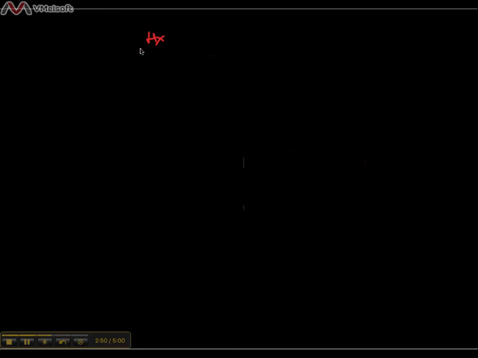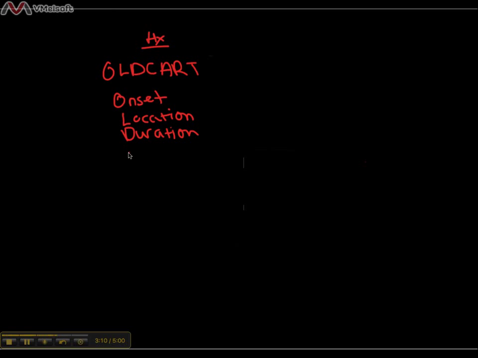So let's quickly talk about what you would go for on a history. What questions do you need to ask? The way I like to remember this is OLD CARTS, which is onset, location, duration, characterization, aggravation, radiation, temporal, and severity. So onset is when did this happen? L is for location, where does it hurt? D is for duration. When you do get the pain, how long does it hurt?